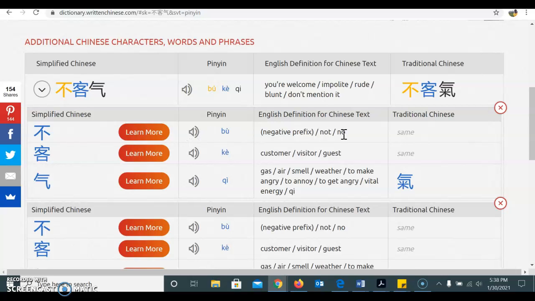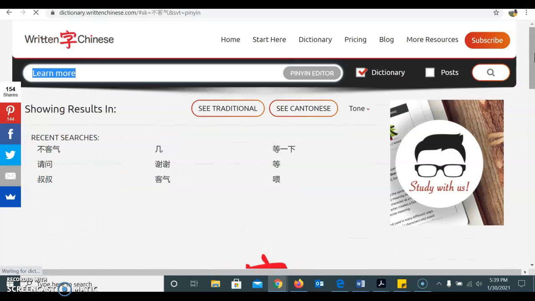That's a very simple one. You learn it early on in Chinese. Then you have this, ke, customer, visitor, guest. Then you have this, qi, meaning all these words here, gas, air. And also if you want to go even further, the traditional characters, it says same, meaning the traditional characters in bu and ke are the same as simplified characters. But this one, qi, is different. As you can see here, it's different. This is a little bit simpler. This is more complicated. But you can even go a step further and see the strokes. Let me show you right now.